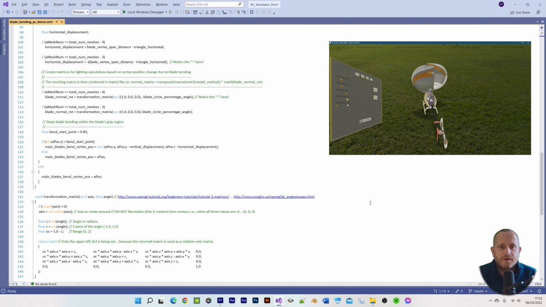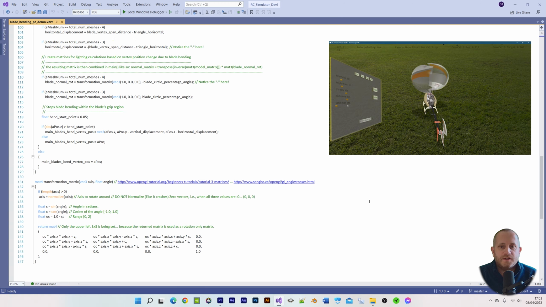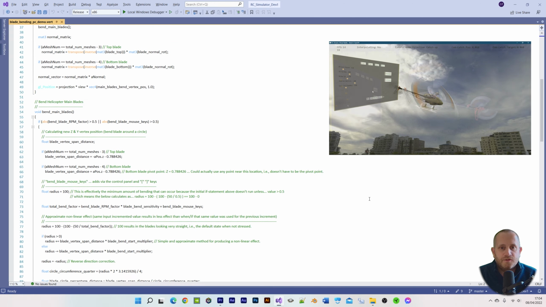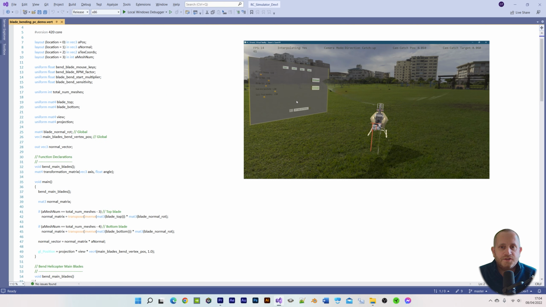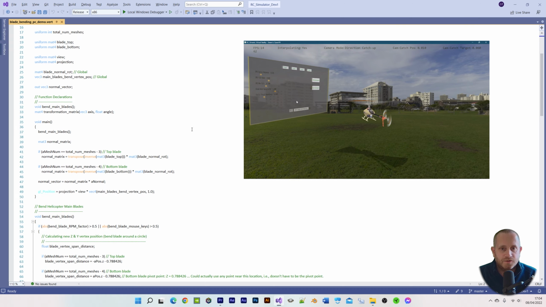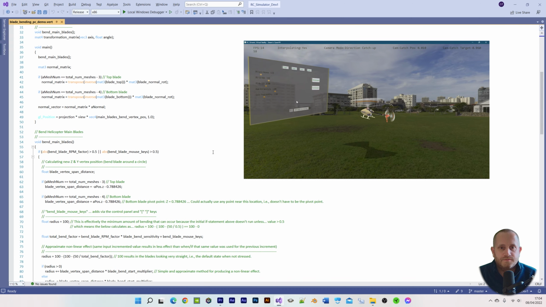The code snippet that I'm showing you is a close copy of the Vertex shader code that is used in the simulator. The Vertex shader performs most of the work, and therefore for this short demonstration I won't be showing the fragment shader code or the C++ code on the CPU side.